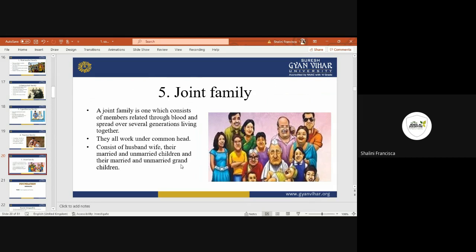So, this is what a joint family, or we can say an undivided family, is. They all work under a common head. If the grandfather is alive, then he is the main head of the family. He takes all the decisions of the family and carries out all the functions that are required by the family. He is honored, given equal respect to each and every family member, and he gets respect from all the people.